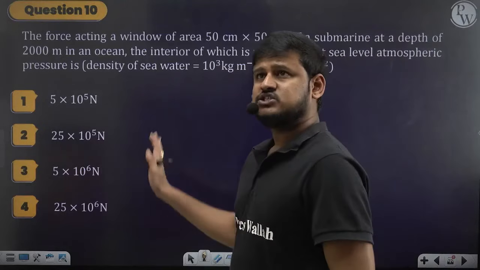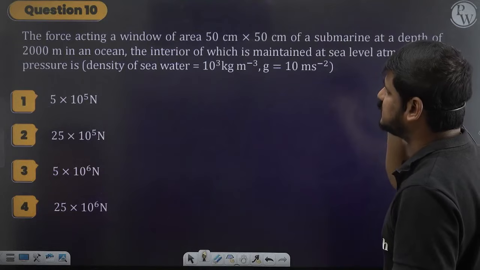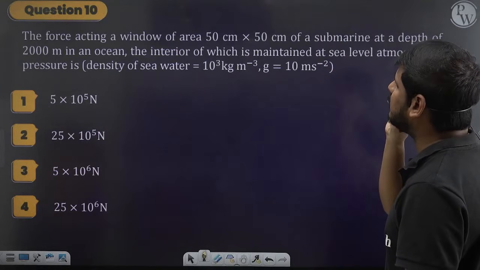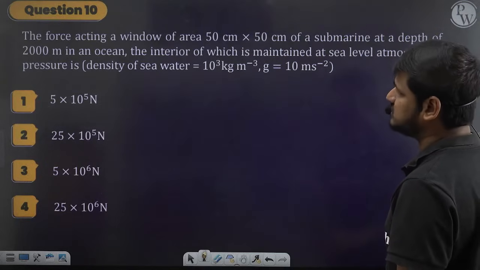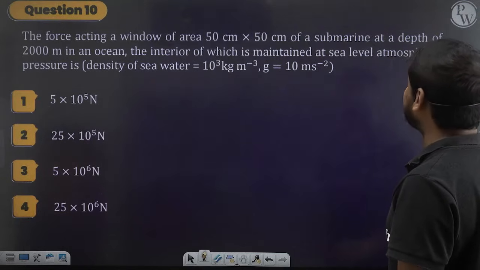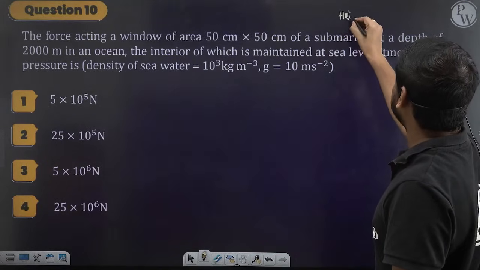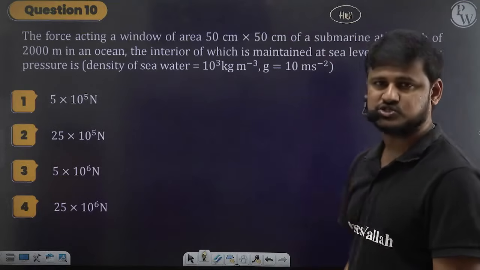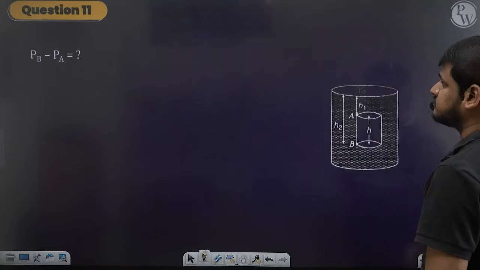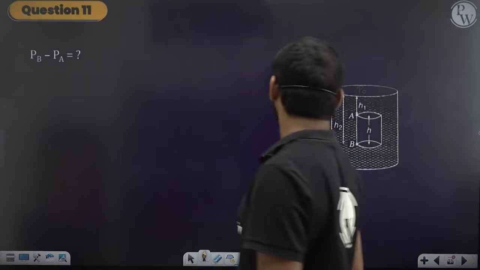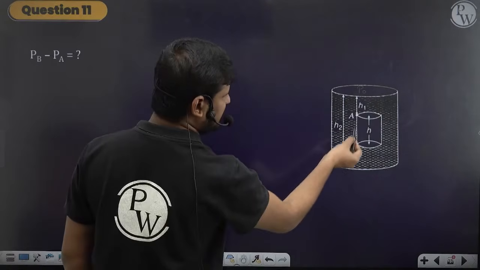Can you guys try this question as homework? I can say this is an easy question. The force acting on a window of a submarine at a depth of 2000 meters in the ocean, the interior of which is maintained at sea level atmosphere. So this question you can take as homework. It's a direct concept based, formula based question. P is equal to P naught plus rho gh. That's it.